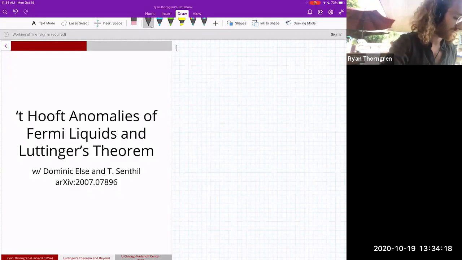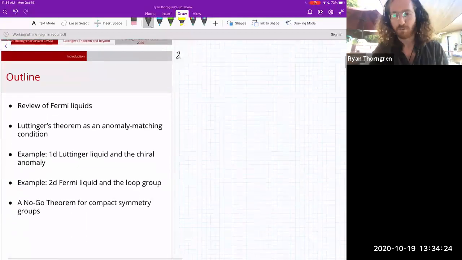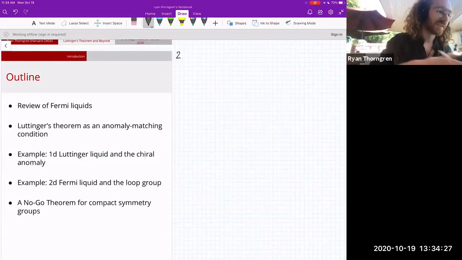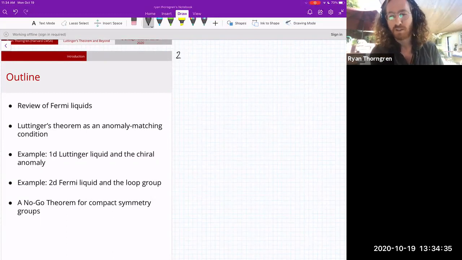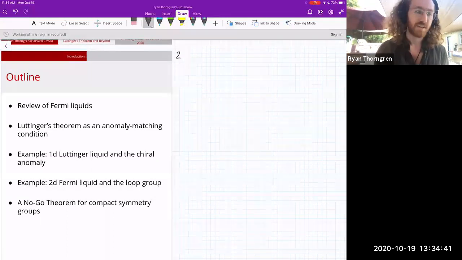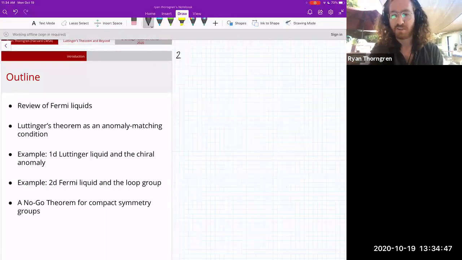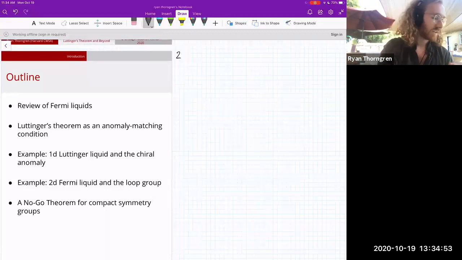Okay, so without further ado, what I'll do is I'll review Fermi liquids for you. Try to keep it brief and painless because it'll be boring to some of you for sure. And then I'll get into the meat, which is to explain how Luttinger's theorem is a kind of anomaly matching condition between the microscopic lattice model and the sort of infrared continuum limit. And I'll explain this in a couple of examples, namely the 1D Luttinger liquid, where Luttinger's theorem is basically given by the famous chiral anomaly.